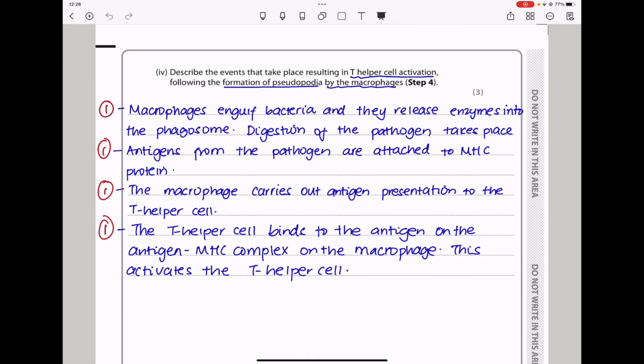Moving on. Describe the events that take place resulting in T helper cell activation following the formation of pseudopodia by the macrophages. We know that the macrophages engulf the bacteria, and they will release lytic enzymes into the phagosome. Digestion of the pathogen takes place, and then the antigens are sorted out and attached onto the MHC protein, and these antigens are going to be presented. So antigens from the pathogens are attached to MHC protein, and the macrophage carries out antigen presentation to the T helper cell. Then the T helper cell binds to the antigen on the antigen MHC complex on the macrophage, and this activates the T helper cell.